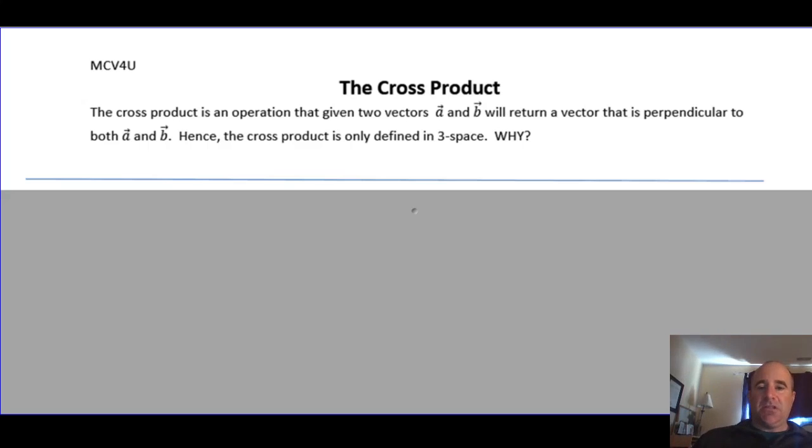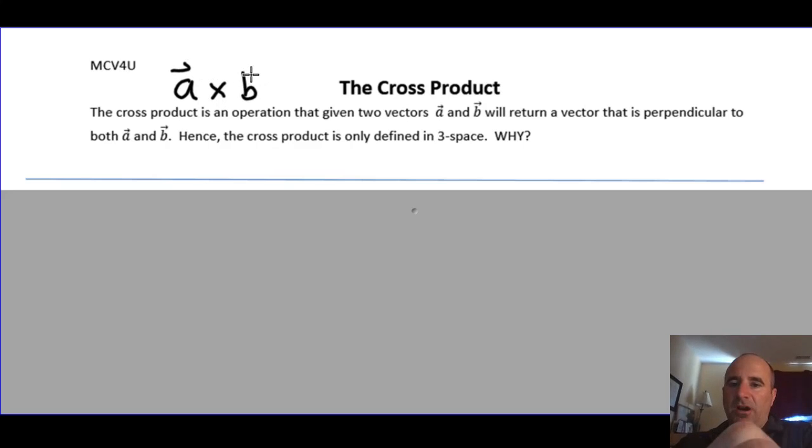So we've already looked at the dot product, which is sort of one way of thinking about multiplying two vectors together. The cross product is another way of thinking about multiplying two vectors together. And unlike the dot product, the cross product does use the multiplication symbol. So A crossed with B, and we use the times symbol. Unlike the dot product, which returns a scalar, the cross product is going to return a vector.